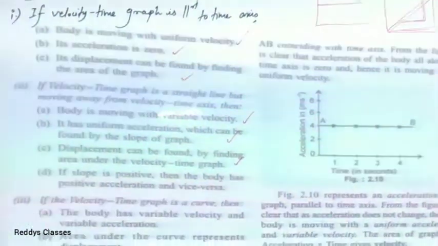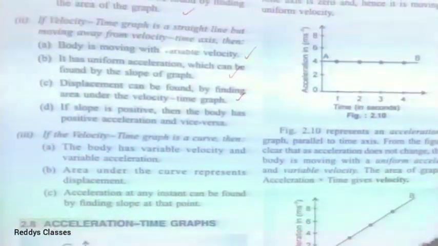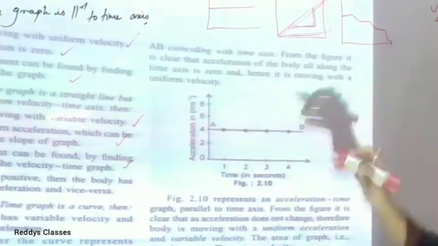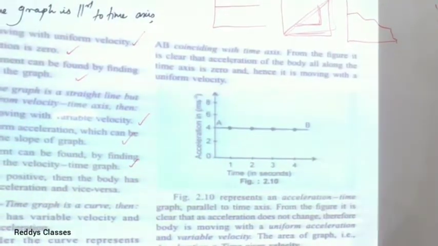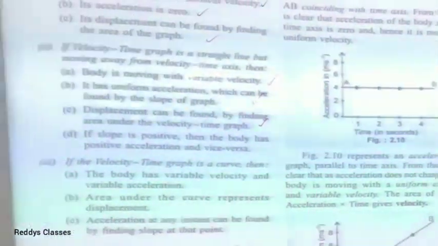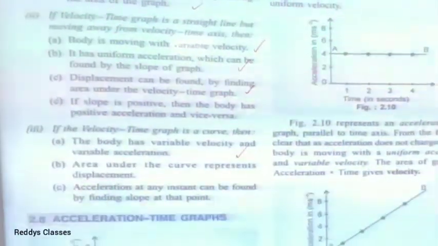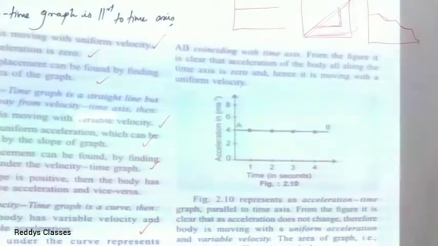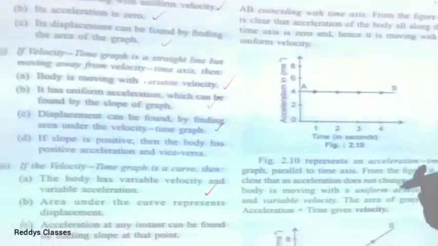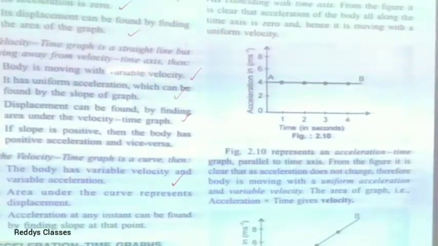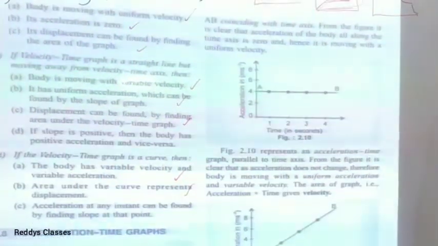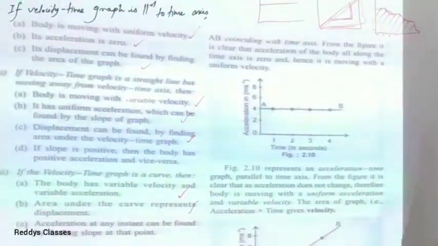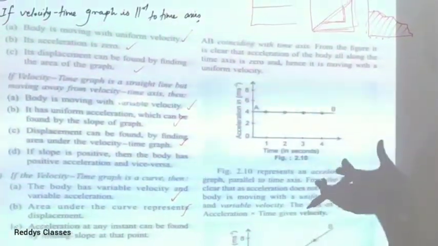So let us come to the third conclusion now. If the velocity time graph is a curve, like the curves we studied, the body has variable velocity as well as variable acceleration. It has some velocity from this part to this, from this to this, from this to this. So the area under the curve represents displacement. As we calculated the displacement here, we are using the area. How many squares? Half, half, half of 1. As I said, there was an area of 12.